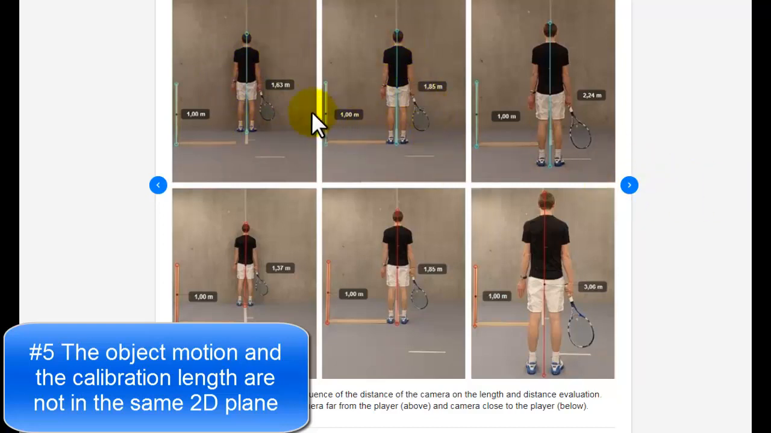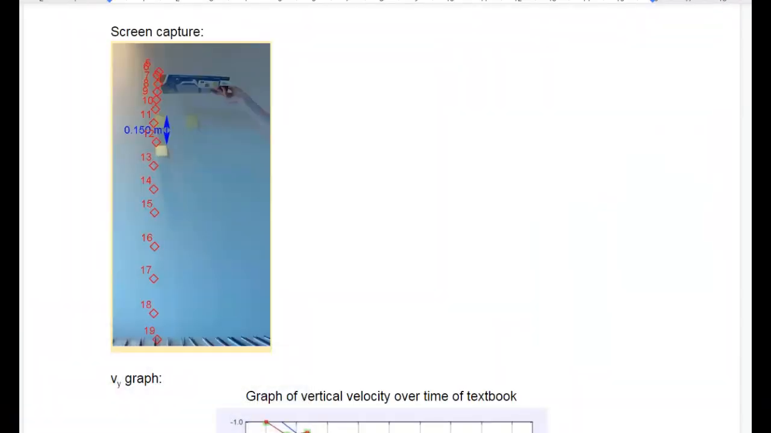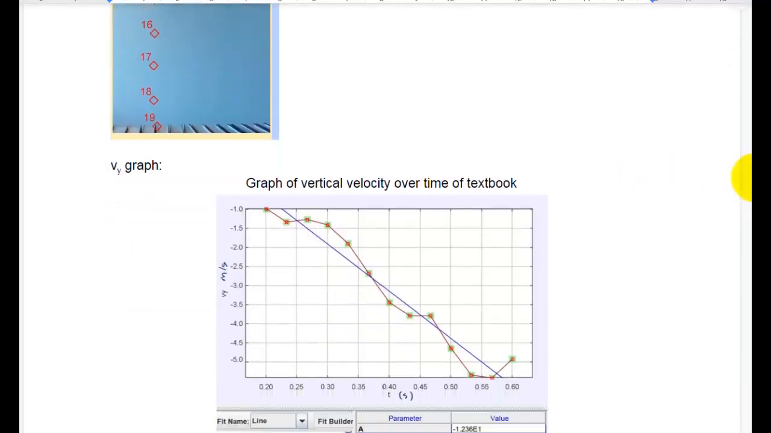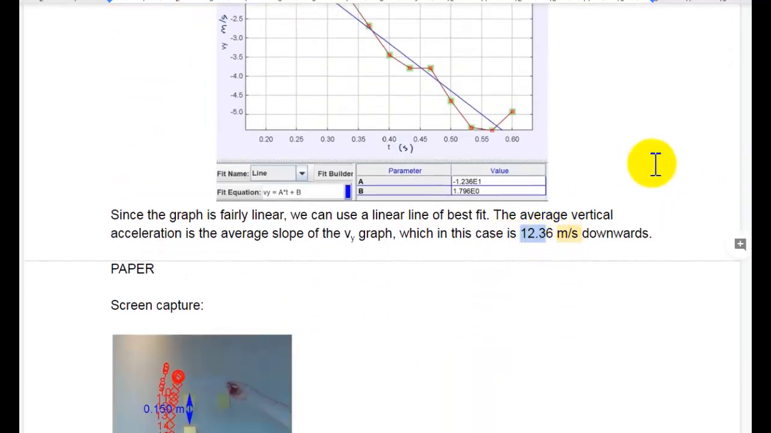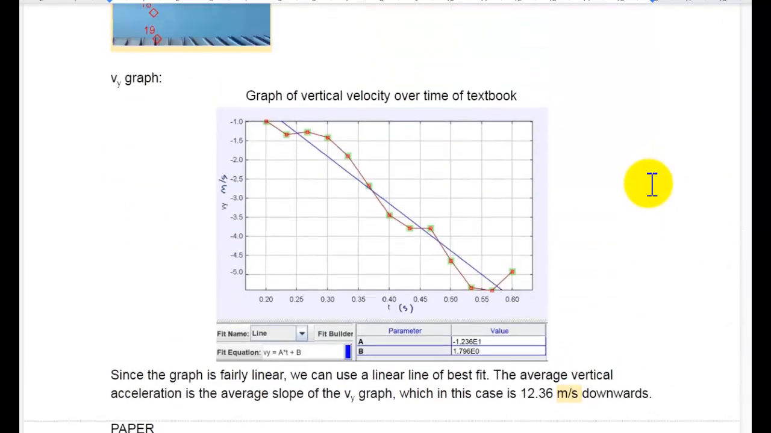Only when he is next to the calibration length that is in the same 2D plane here, then it will be accurate. So this is something that you should always pay attention to when you do the video analysis. If you have any other ideas of why it would be much bigger, you can put your comments below and we can discuss.